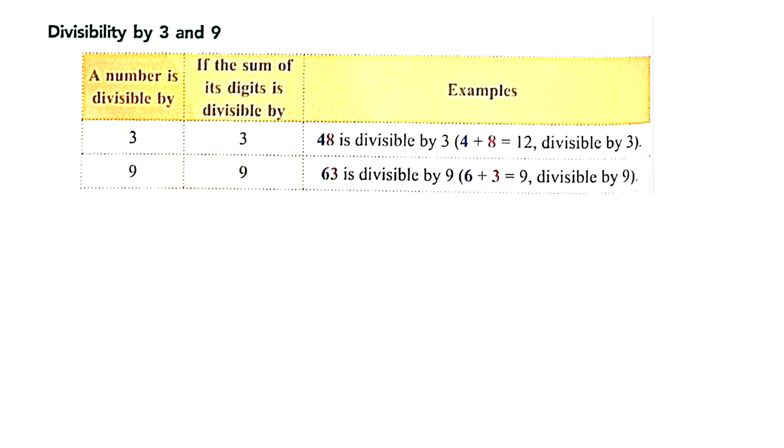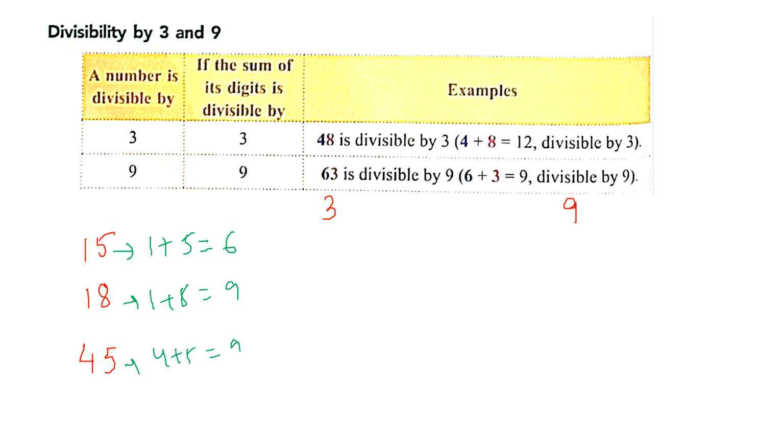This is also a very simple rule. All you have to do is just add the digits of the number. Let us take a few examples: 15, 18, 45. Let us check if they are divisible by 3 and 9 or not. For doing this, you just add the digits. 1 plus 5, that's 6. 1 plus 8, that's 9. 4 plus 5, that's 9.